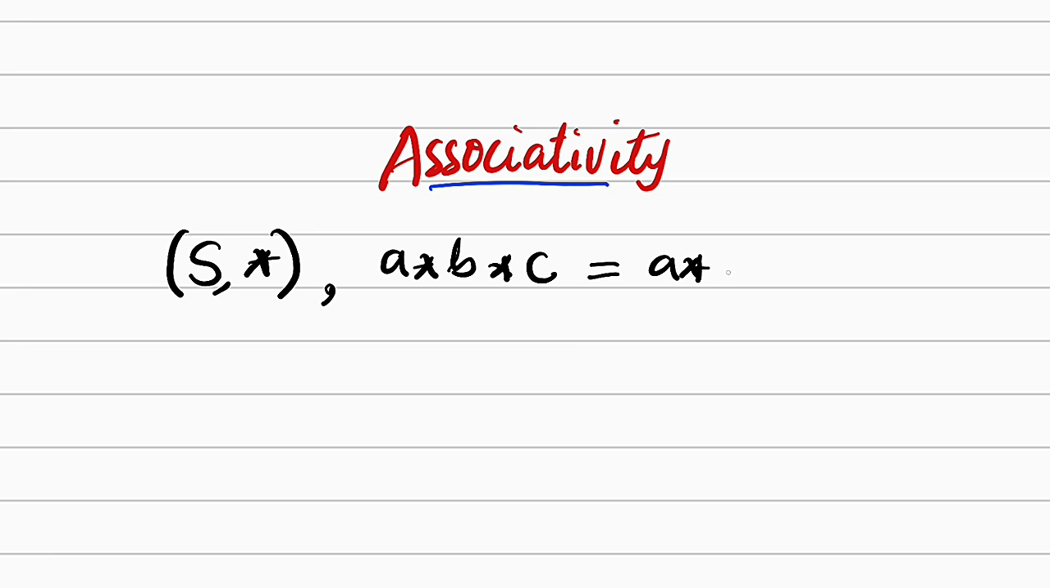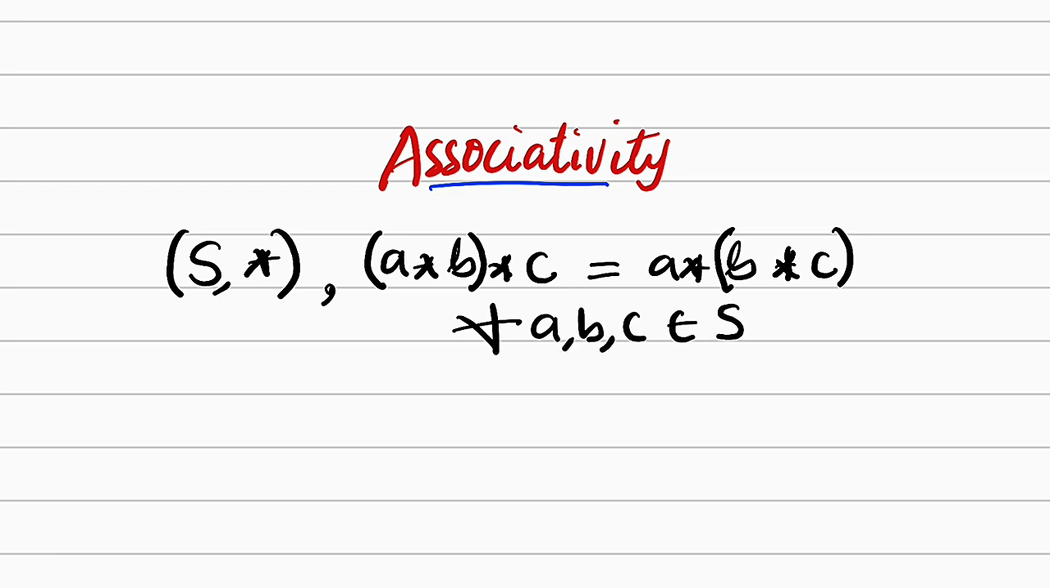Let's get started. Given an operation asterisk, provided this operation is associative in a particular non-empty set, let's call it S, then (A asterisk B) asterisk C is equal to A asterisk (B asterisk C), by grouping the first two and the last two. So this will remain equivalent for all A, B, C in the set S.